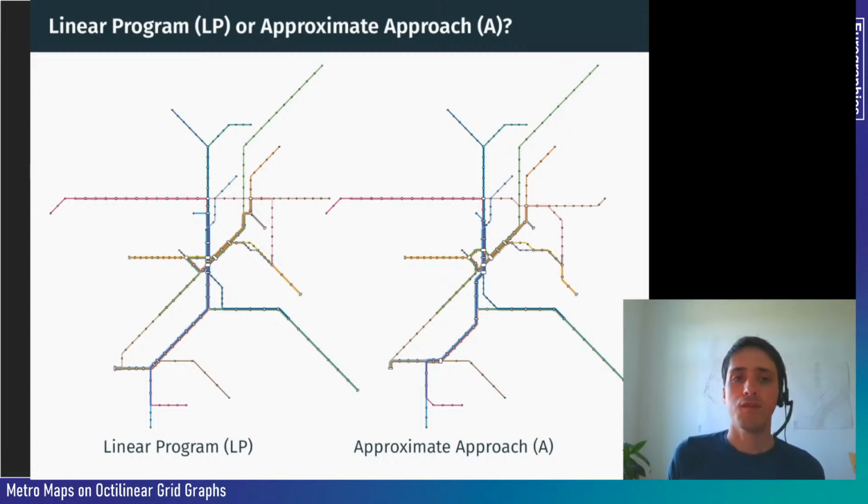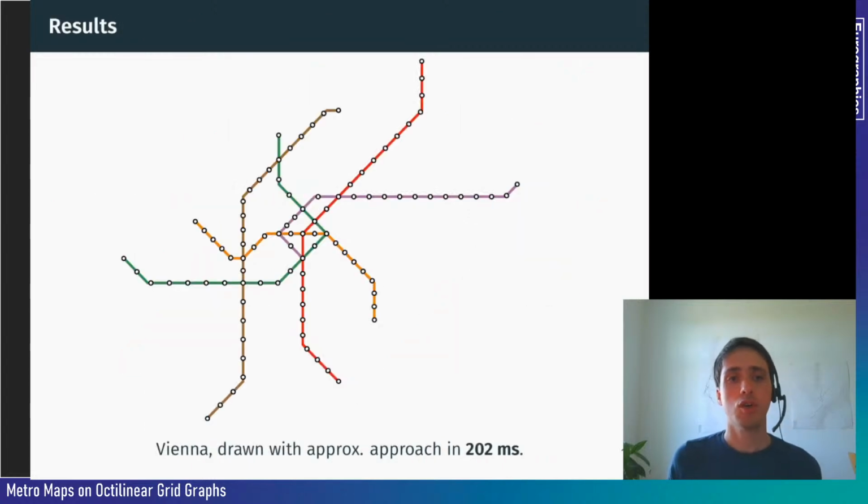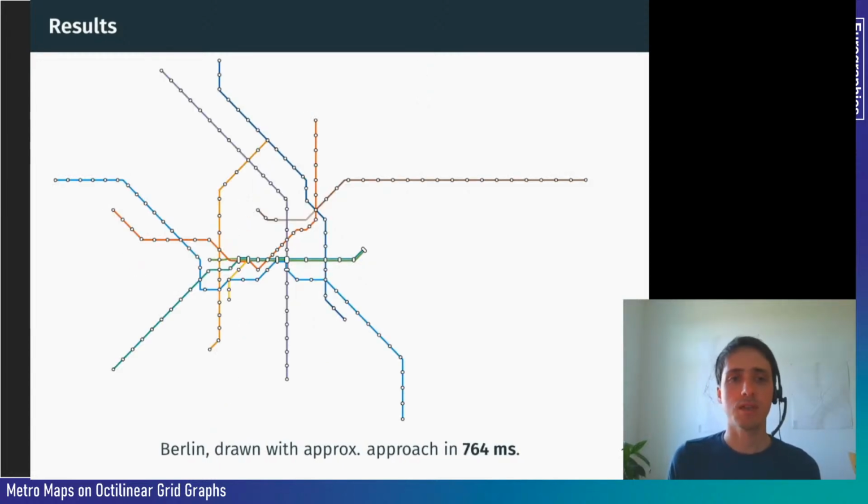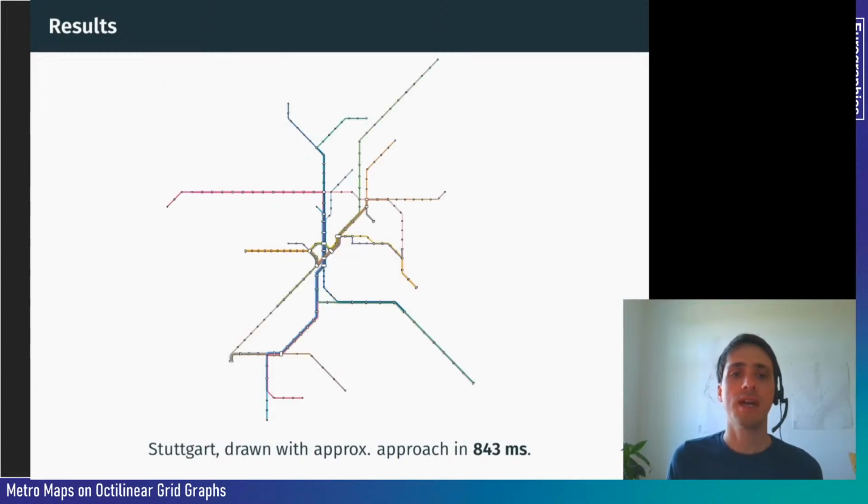Okay, let's look at a few results. All the results shown now are from our approximate approach with the station density penalty enabled. This, for example, is Vienna, octilinearized in roughly 200 milliseconds. This is the Berlin subway network, octilinearized by our approximate approach in around 800 milliseconds. This is Stuttgart again, this time with the station density penalty enabled. So this edge here is now actually longer.